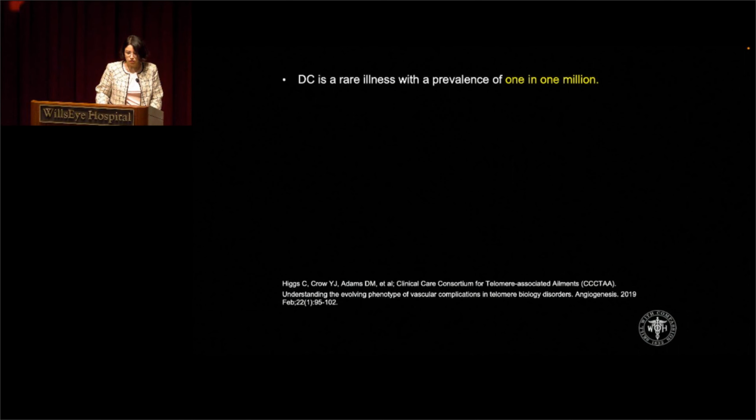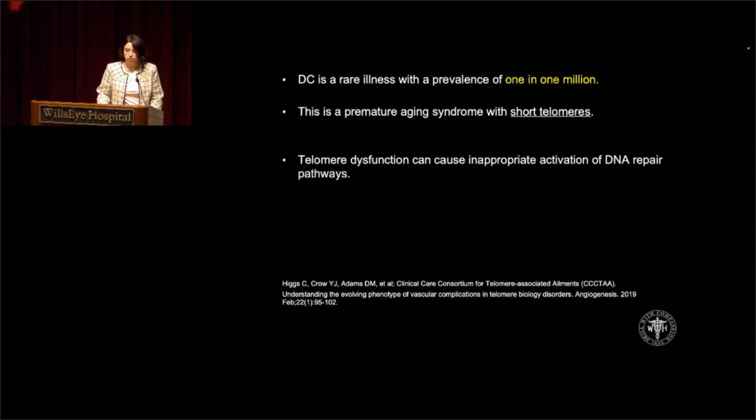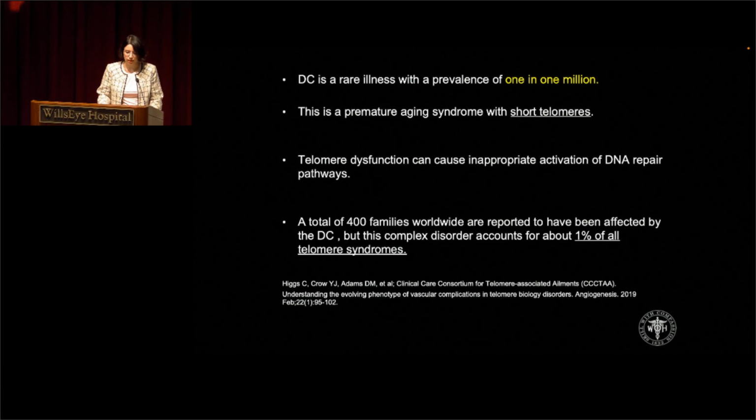So it's a rare illness, and incidence is 1 in 1 million. And this is a premature aging syndrome with short telomeres. And the short telomere can activate the DNA repair pathways, and only a total of 400 families worldwide are known with this syndrome.